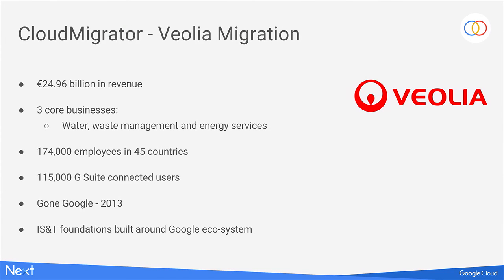Veolia is a large organization. They specialize in water, waste management, and energy services. Veolia have over 170,000 employees around the world. 115,000 of those have a G Suite account. Veolia moved to Google back in 2013, and they have a very well-established Google environment and ecosystem.